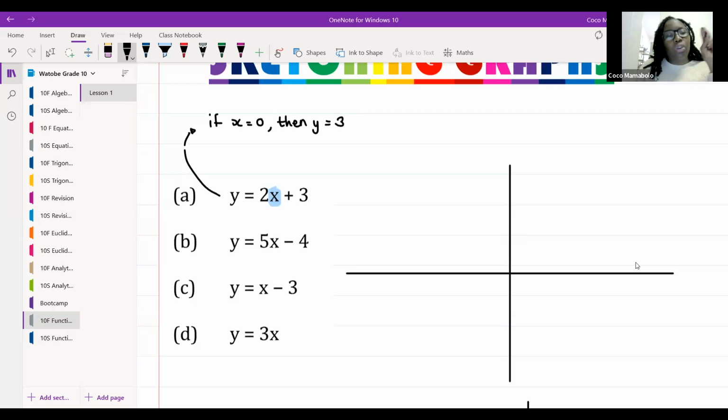Remember, guys, we only need 2 points. So if x is equal to 1, then y is equal to what? Okay, Nkechi, what is 2 times 0 plus 3? What is 2 times 0 plus 3?